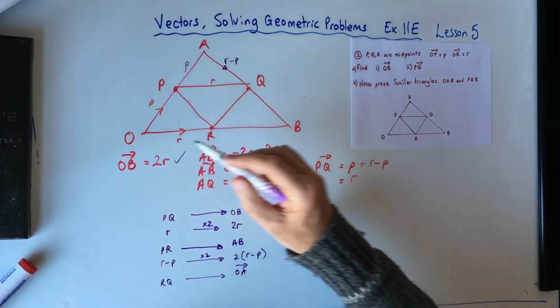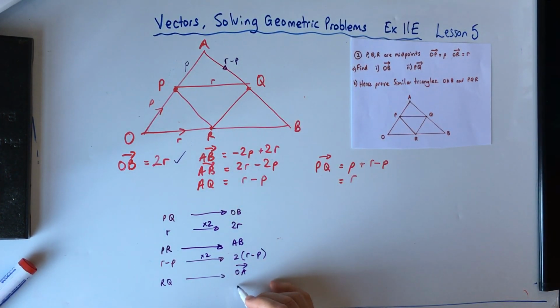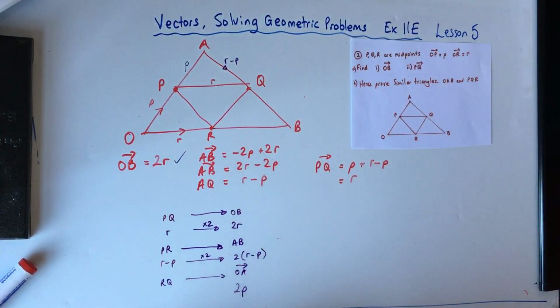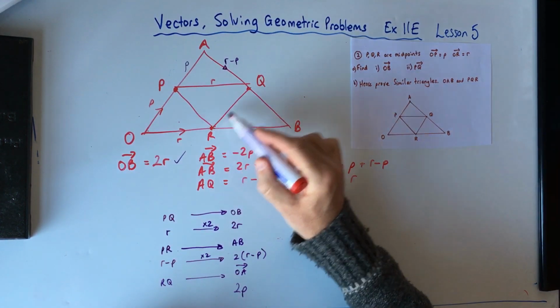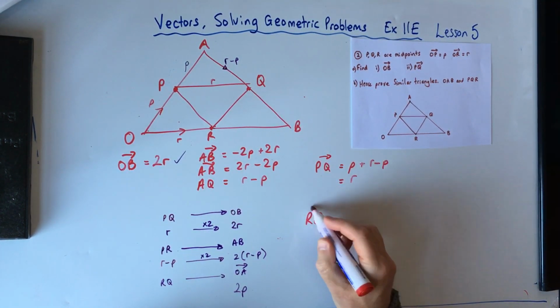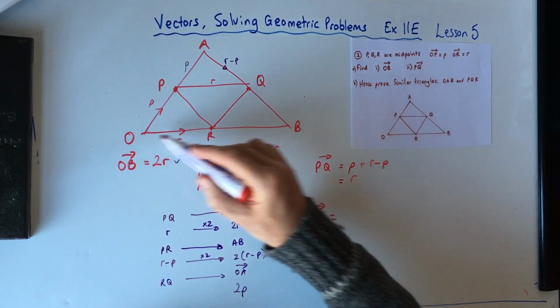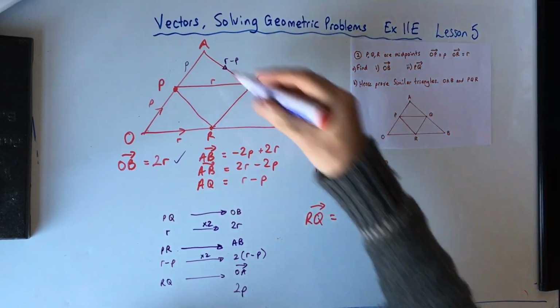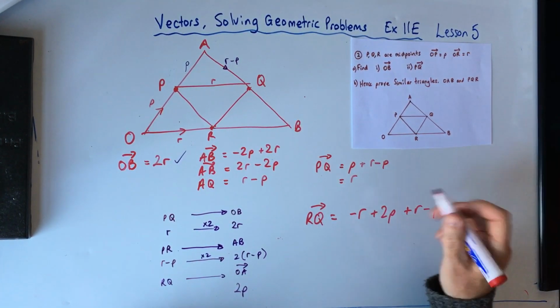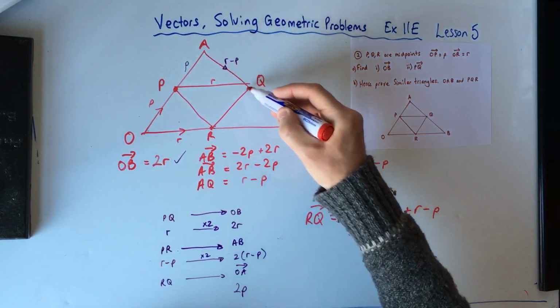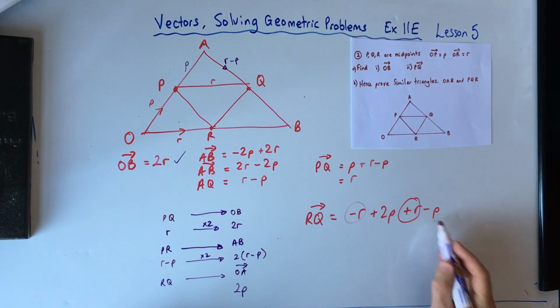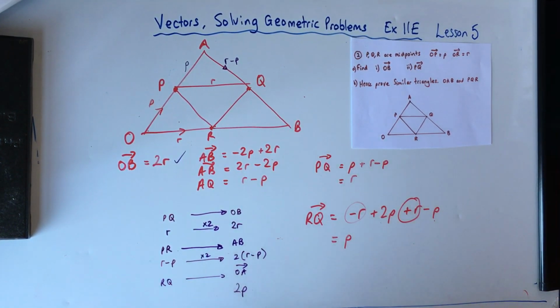Okay, well, OA is 2P, isn't it? That's 2P. Now this, we've got to prove that that's P if they're similar triangles. So R to Q, okay, is minus R plus 2P plus an R minus P. We've gone from R to Q, gone dit, dit, dit. And the R minus R plus R goes 2P, take away P is P. So just fitting it in is P to 2P times 2.